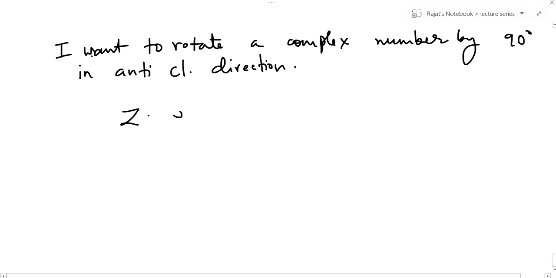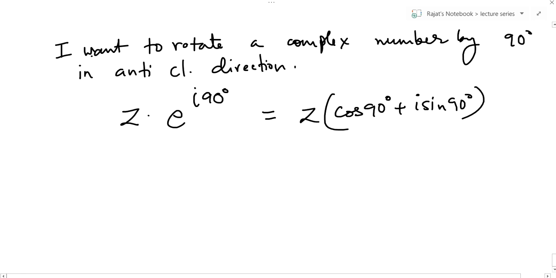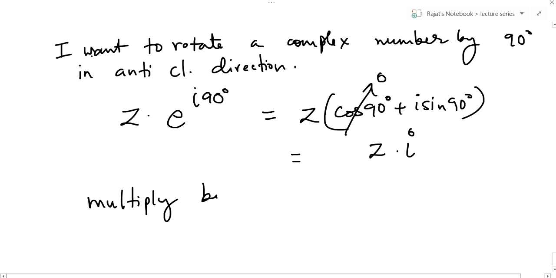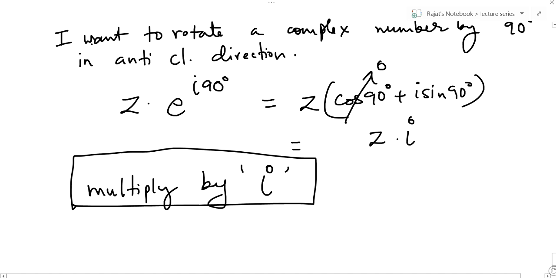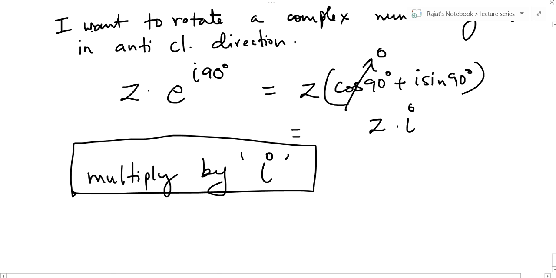I should multiply the complex number with e to the power i 90 degrees, and e to the power i 90 degrees can be written as cos 90 degrees plus i sin 90 degrees. Cos 90 degrees is 0, sin 90 is 1. So what I get? i. So to rotate any complex number by 90 degrees in anti-clockwise direction, multiply by i, simple iota. And if you want to rotate it in clockwise direction, then you multiply by minus iota.